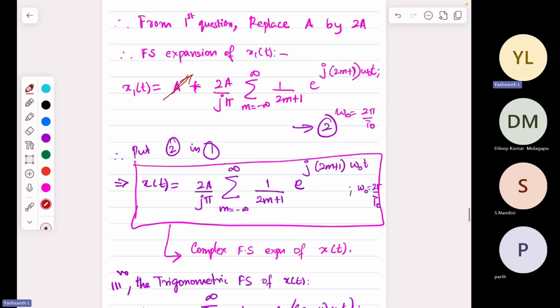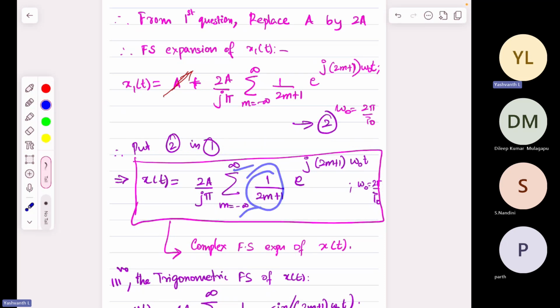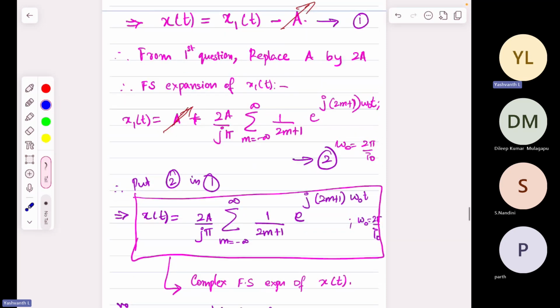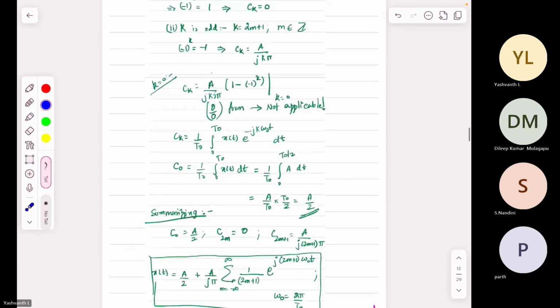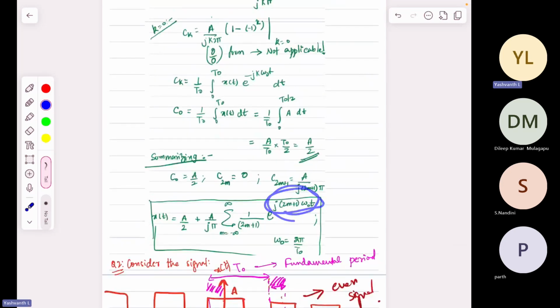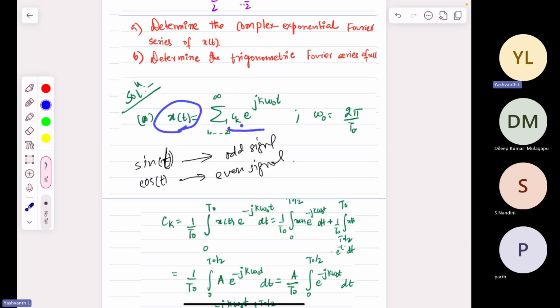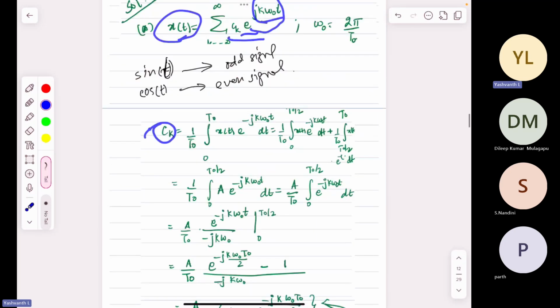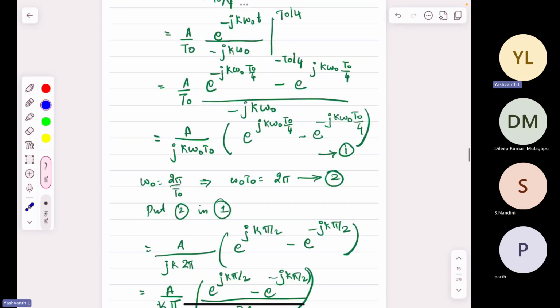So basically all I will get is that x of t is equal to 2a by j pi into the summation, m equal to minus infinity to plus infinity, 1 by 2m plus 1 into e power 2m plus 1 into j. I think there should be a minus, right? Let's go back to the first question. Here there should not be any minus, because if you look at the definition of the Fourier series, x of t is the summation over e power plus jk omega naught t, not minus. Only in the integral for ck you will have a minus, but the actual definition of the Fourier series will have e power plus j. So it is this.